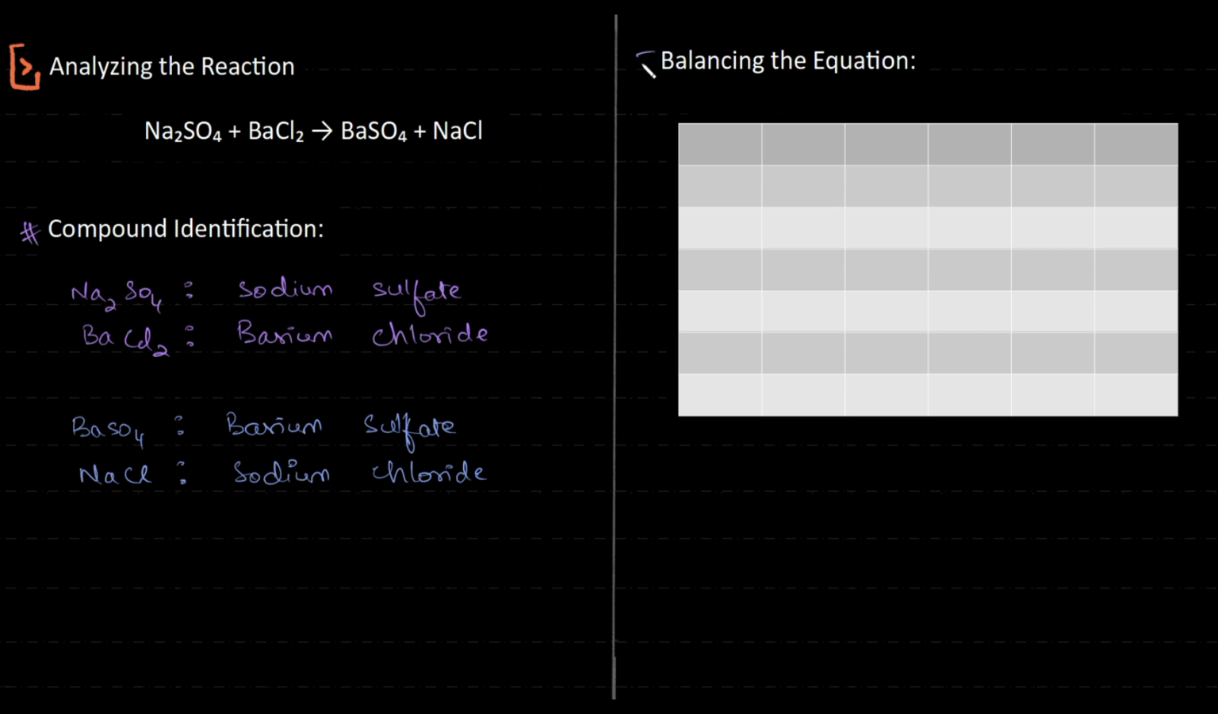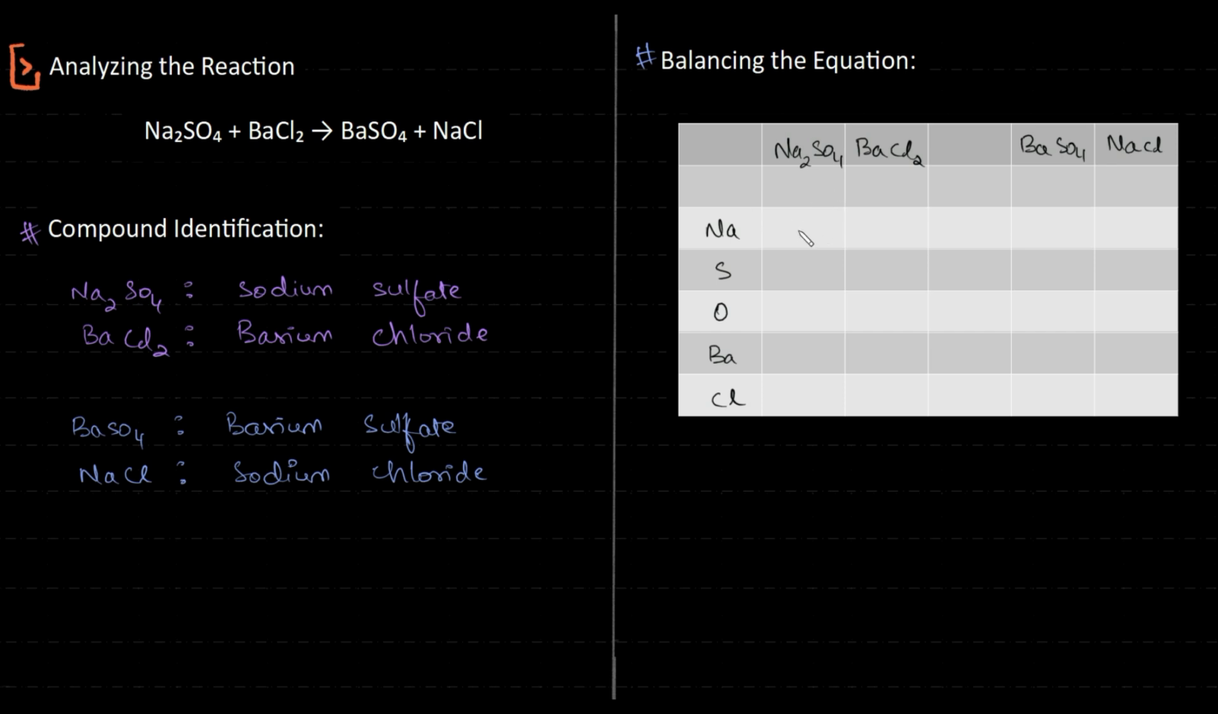Okay, guys. So is it balanced? Let's have a look. So we need Na2SO4, BaCl2. So all the reactants and the product I'm writing on the top, and NaCl. And all the compounds that are involved I'm writing over here: Na, SO4, Ba, Cl.